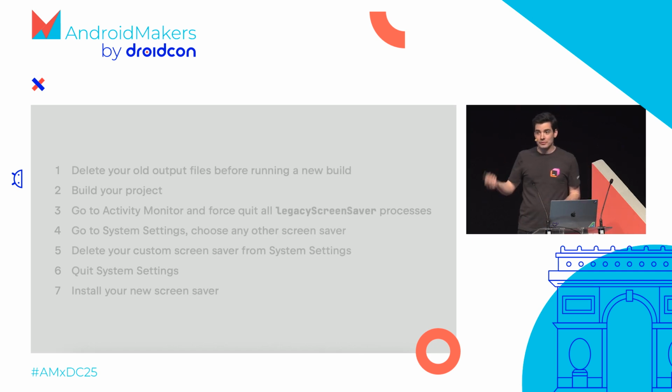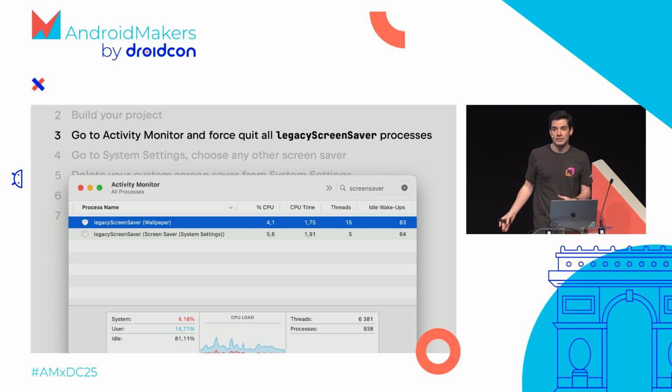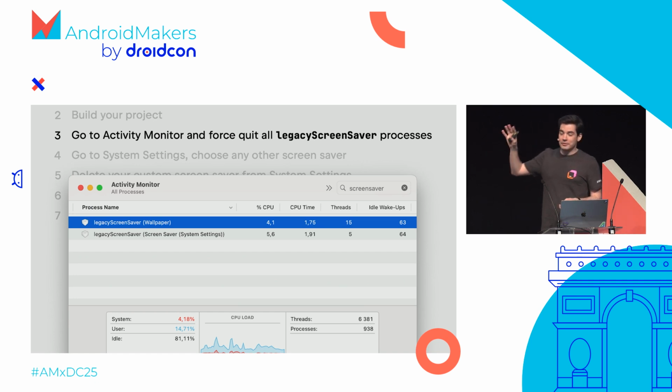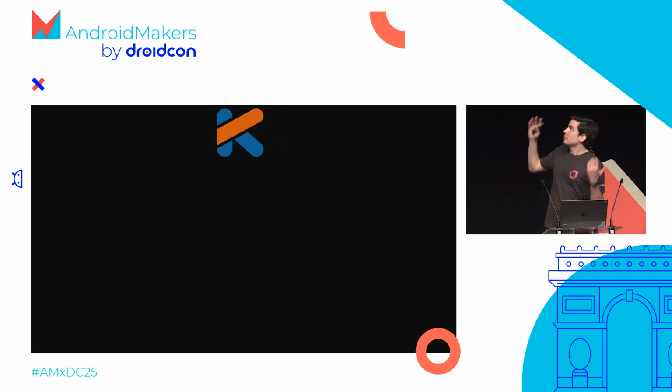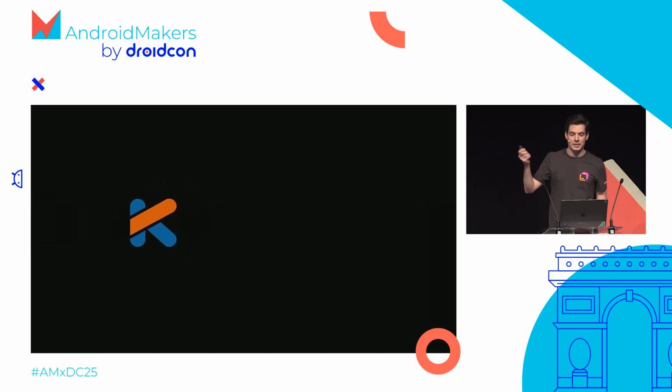I just want to highlight one of these many steps, which was that occasionally you just need to go to Activity Monitor, you search for legacy screensaver. Legacy here is very much foreshadowing. And you need to force quit all of these processes before continuing. Again, just one of 7 steps here. But with that, we can finally have a working screensaver. It loads an image, it bounces off the side of the screen, and we're quite happy.